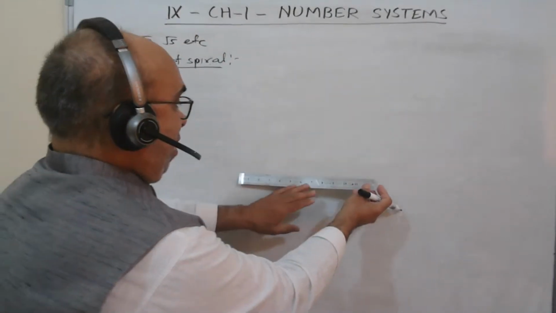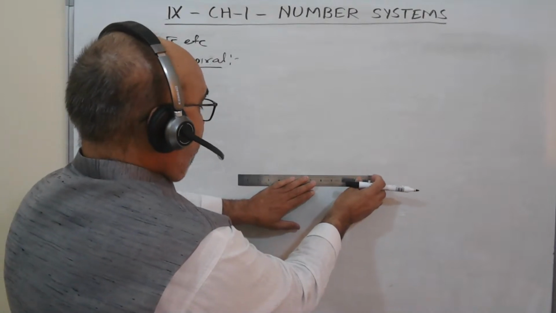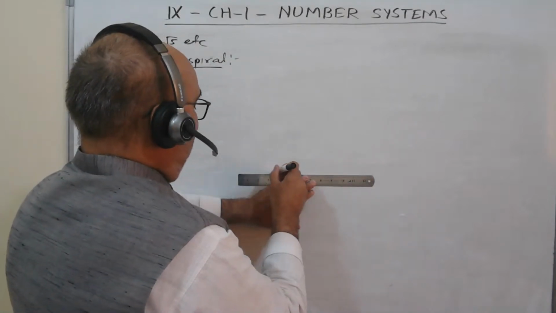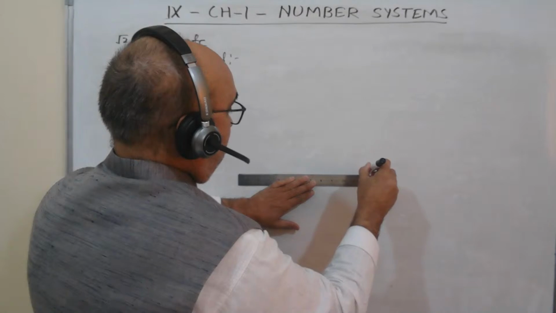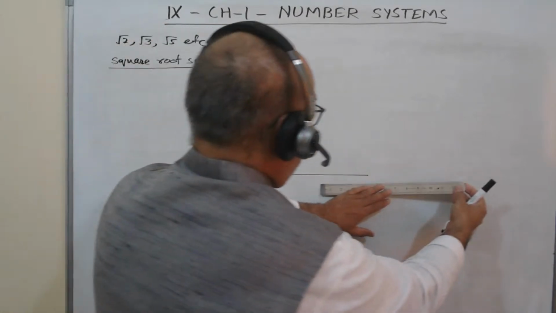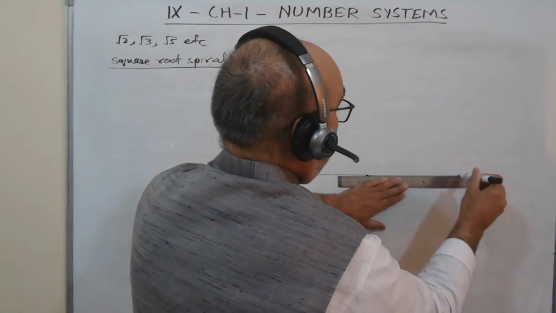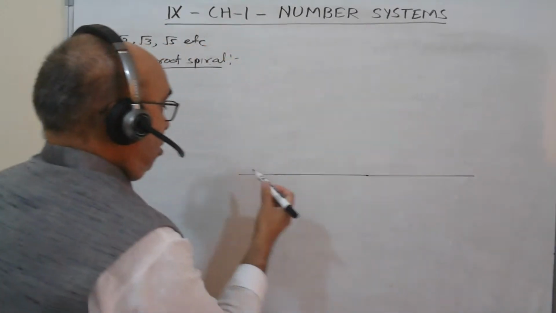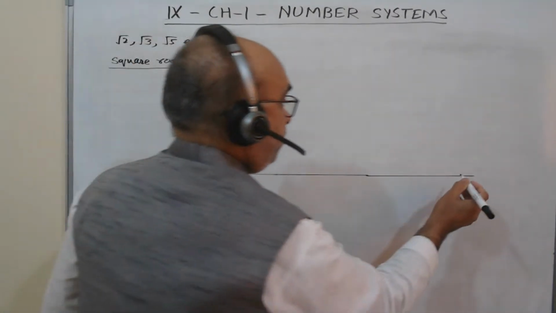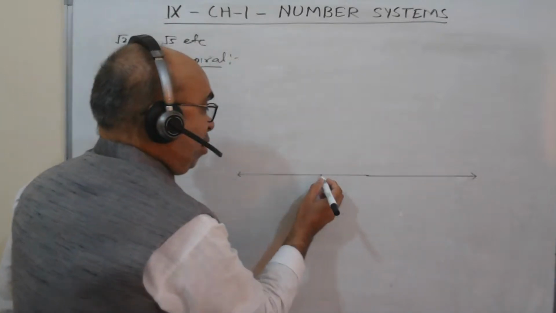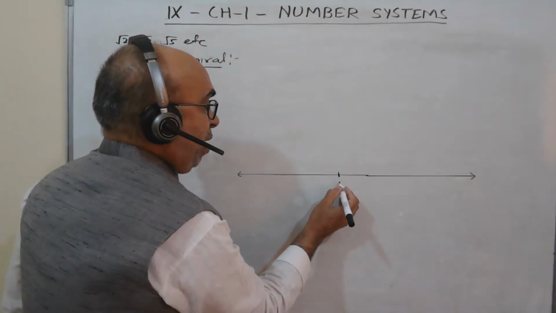So first I am drawing a number line with the help of a ruler. You have to draw it. This is a number line. Locate 0 on the number line. So here I took 0.